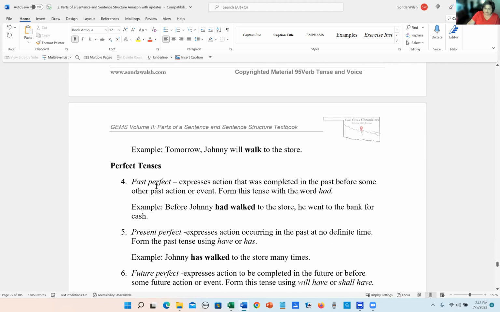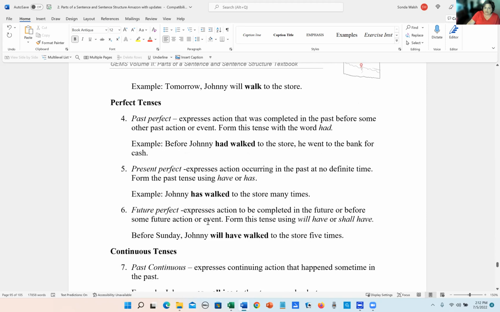And then we have perfect tenses. A perfect tense expresses an action that was completed in the past before some other past action or event. And we use the word had with this. So before Johnny had walked to the store, he went to the bank for cash. All right, present perfect expresses action occurring in the past at no definite time. So Johnny has walked to the store many times. And future perfect, before Sunday, Johnny will have walked to the store 5 times.